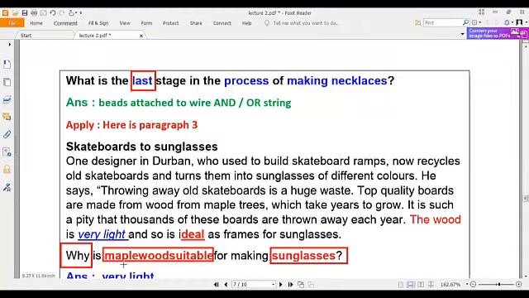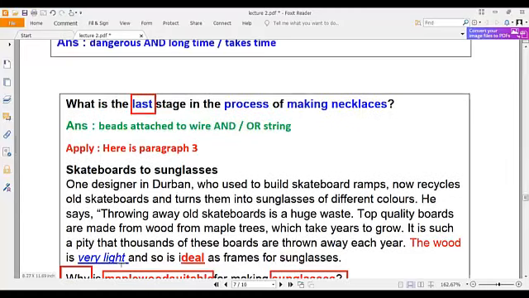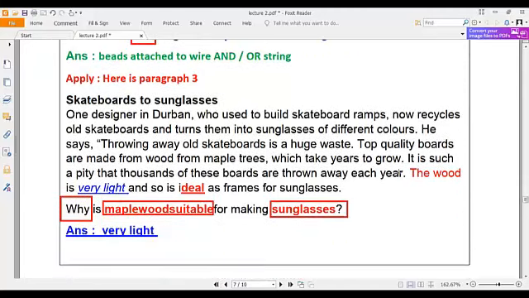suitable for making sunglasses? I know the answer. Because the wood is very light. Here he said the wood is very light. But there is nothing in the text that shows us it's suitable.